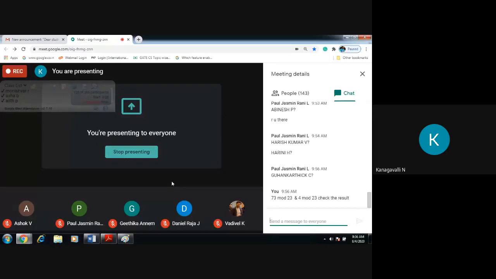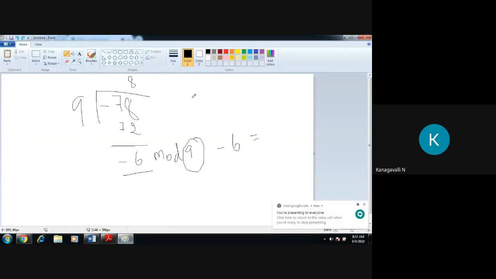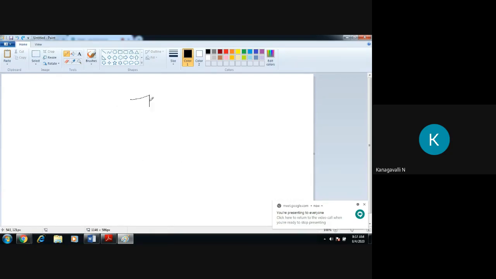73 mod 23. What is it? Just take a division, then say the remainder value.